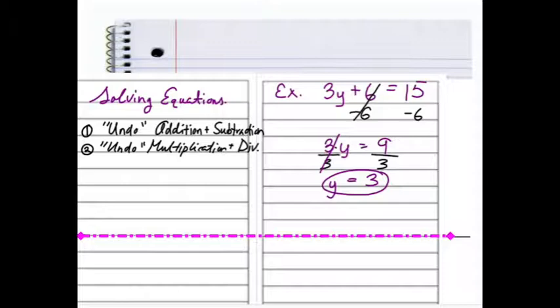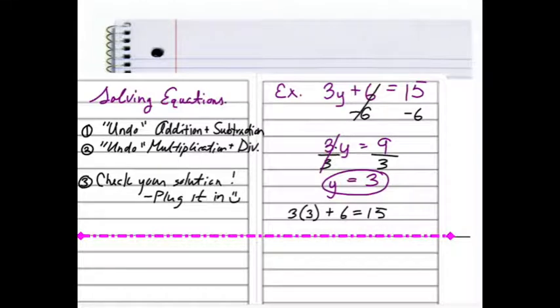The last step that you always want to consider is to check your solution. And that's to plug in your value. And the way to do that is to take the variable that you have, which is in this case y, and replace it in the equation with the number that you found. So instead of saying 3y, I'm going to say 3 times 3 plus 6 equals 15. And I want to make sure this is true. So 3 times 3 is 9, plus 6 is, in fact, 15. So I know that the value that I solved for y is actually true.